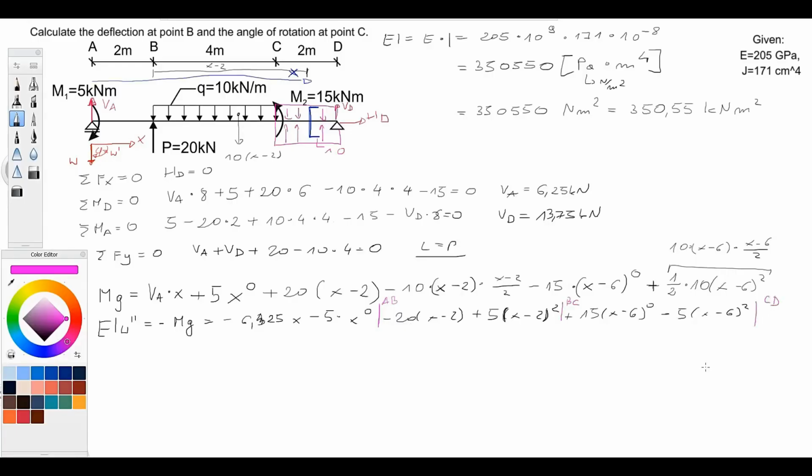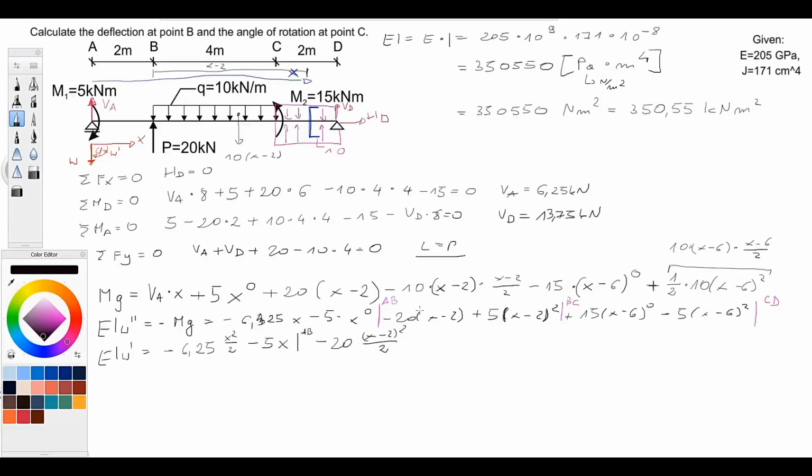Why is this important? Because soon, when we are noting boundary conditions, or when we want to calculate the deflection values or the angle of rotation for a specific point, it will be hugely significant whether we should consider a particular term in the equation. You'll see shortly. I am integrating, which sounds scary, but we know these are trivially simple integrals. So, minus 6.25 for x. We have the integral of x, which is x squared over 2 minus 5. The integral from x to 0 is x. Interval AB concluded. Minus 20 times x minus 2 squared over 2.